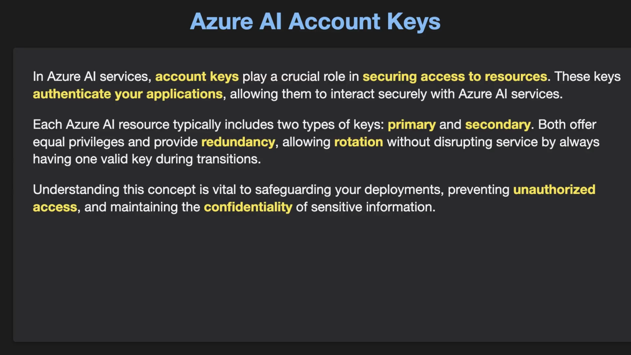In Azure AI services, account keys play a crucial role in securing access to resources. These keys authenticate your applications, allowing them to interact securely with Azure AI services. Each Azure AI resource typically includes two types of keys, primary and secondary. Both offer equal privileges and provide redundancy, allowing rotation without disrupting service by always having one valid key during transitions.